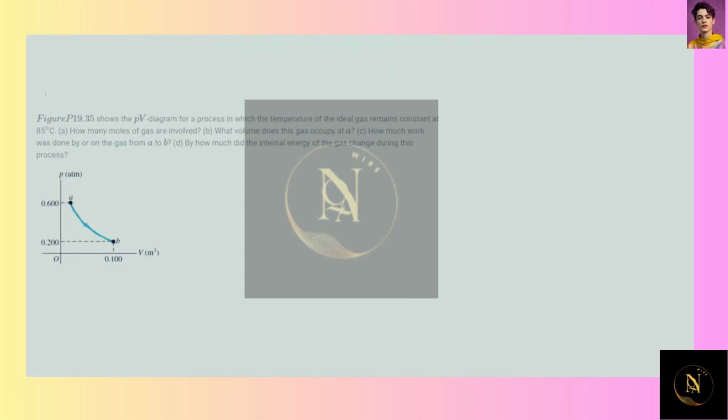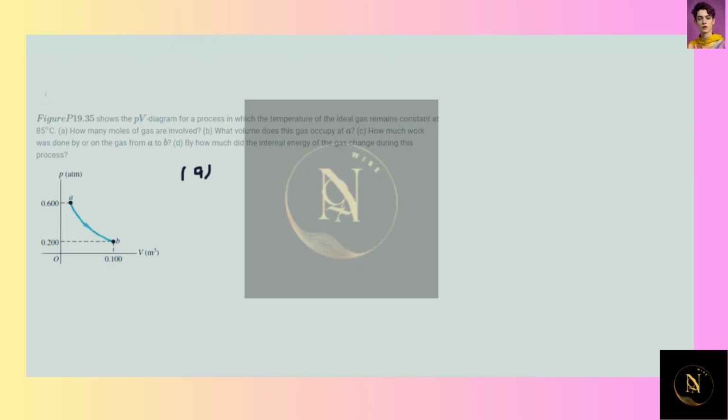All right, for this problem, we have this PV diagram, and this is an isothermal process, so the temperature is constant. The first part is we want to find out how many moles of gas are involved.